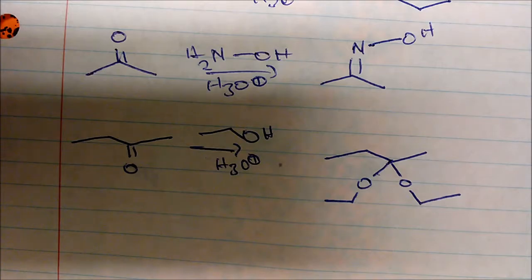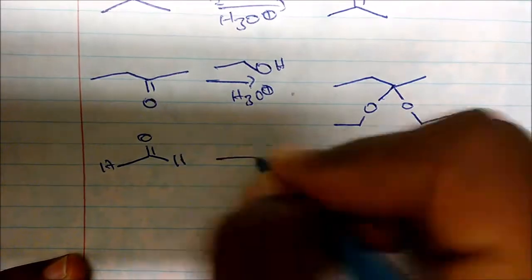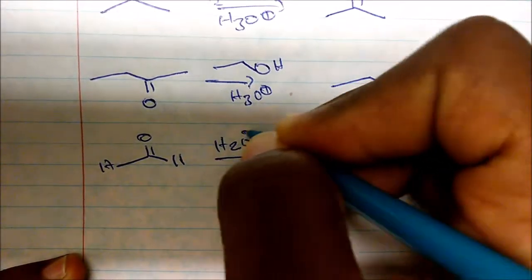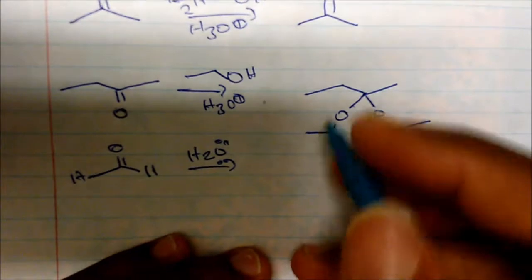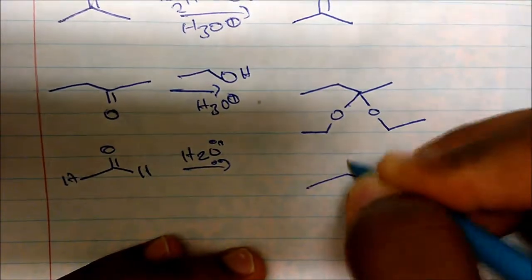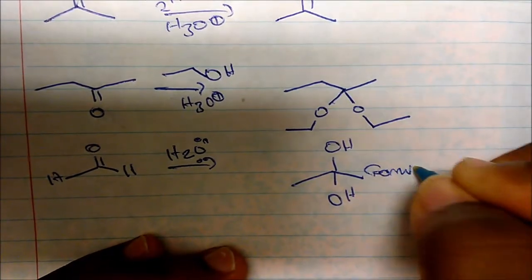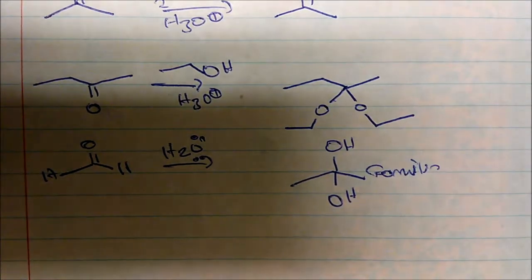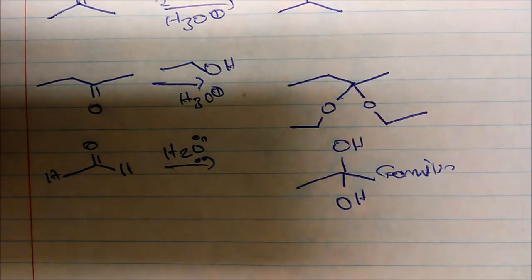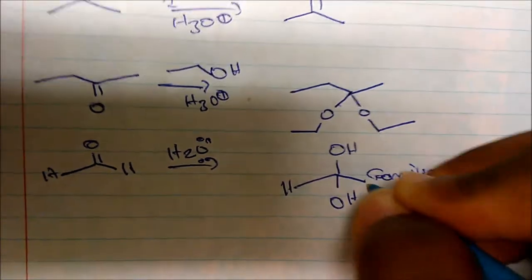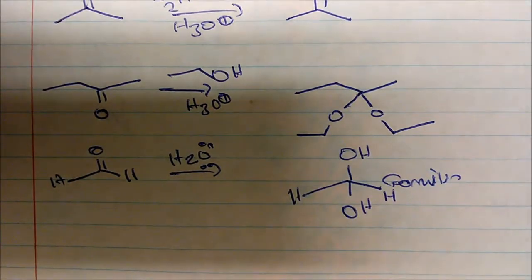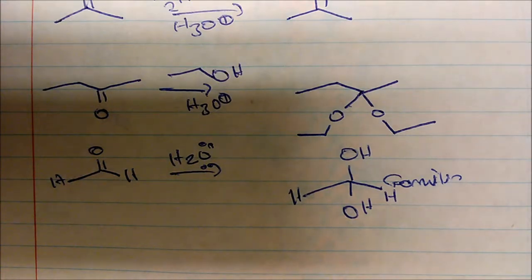Now I also want to show you something. If I take formaldehyde and add water, I actually get formalin. So I get two additions of alcohol, and here's my hydrogen. So I actually get formalin. Hopefully you can see the pattern. This is a 100% composition, so this reaction will go forward.